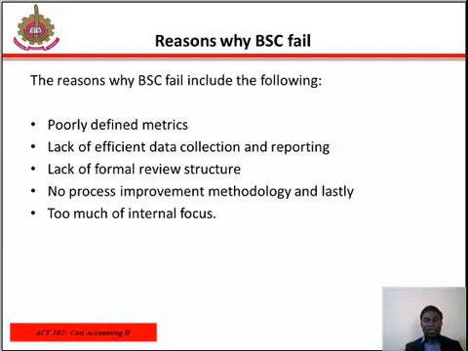Reasons why the balanced scorecard fails. Some of the reasons why the balanced scorecard is ineffective are that it has poorly defined metrics, lack of efficient data collection and reporting processes, and of course lack of a formal review structure in an organization, and no process improvement methodology. And I think when there's too much internal focus, it affects the balanced scorecard's ability to function appropriately.